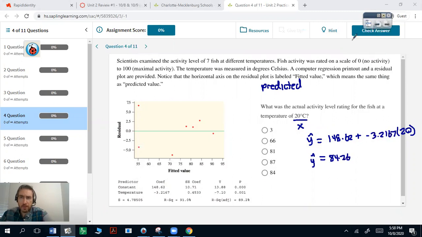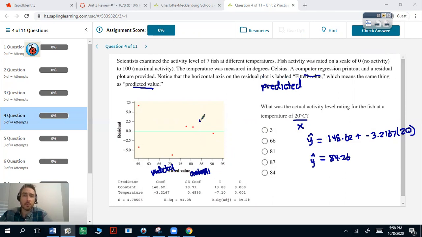Now, the benefit of this graph is they give you here the actual y values, interestingly enough, not the x values. So if I go find the predicted value at 84.26, or this fitted value is actually predicted value, not actual, because I told you that fitted value is the same thing as predicted value. So if I find 84.26, it looks like it's this point right here.